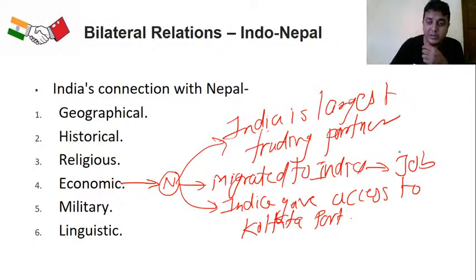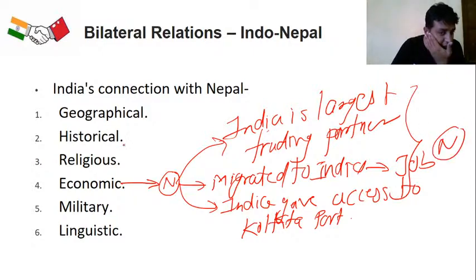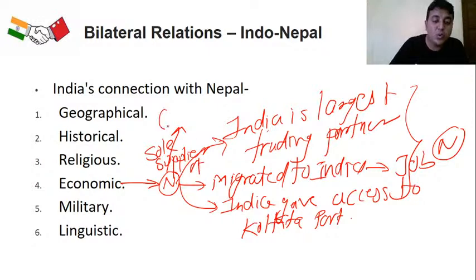These are all mentioned from Nepal's point of view. From India's point of view, the economic aspect is that until recently, India was the sole supplier of energy, the sole supplier of crude oil.